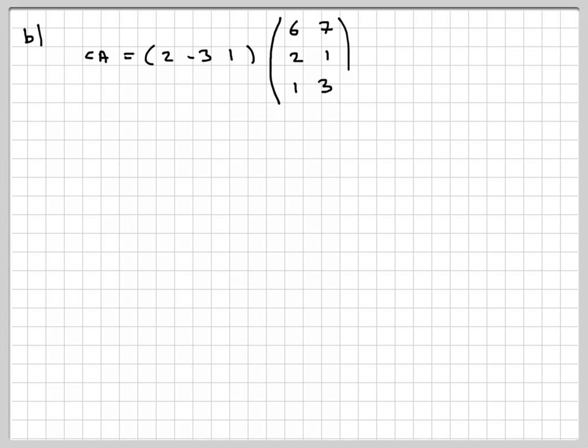CA. Okay, here we have 3 rows, 1, 2, 3, and here we have, sorry, that's 3 columns, and here we have 3 rows, 1, 2, 3. Therefore, these should be compatible. 3 columns in the first, 3 rows in the second, and therefore we have matrices which are compatible.